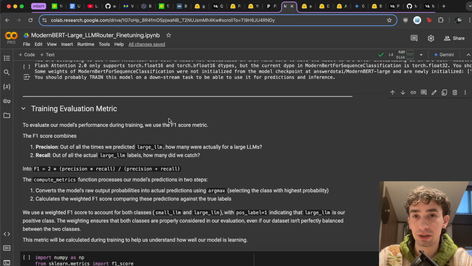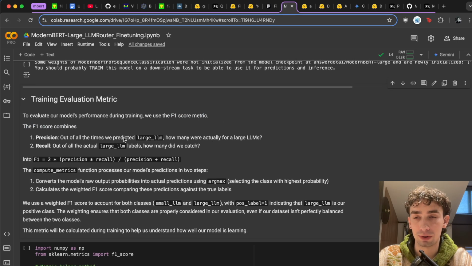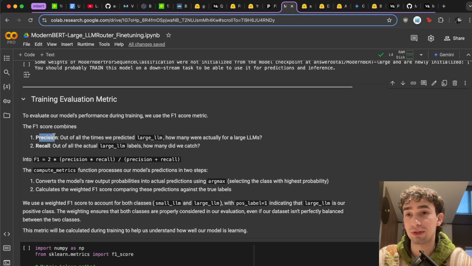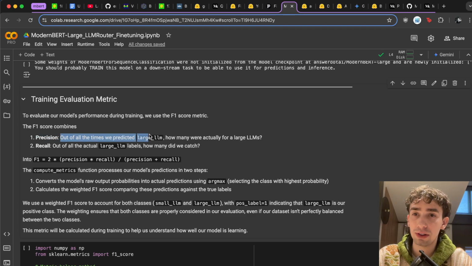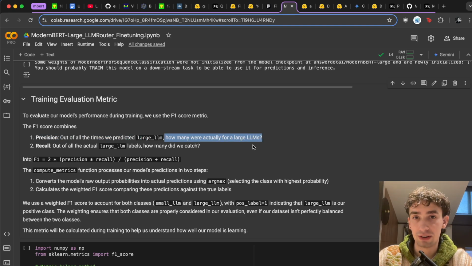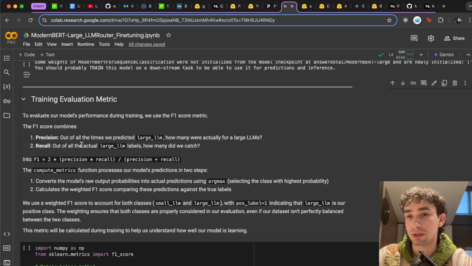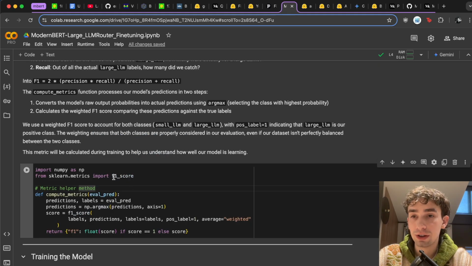And what we're going to be doing is using the F1 score. F1 score combines precision, which means that out of all the times that we actually predict large language models, how many of these were actually for large language models, as well as recall. And recall is going to be, out of all of the actual large language models in our set, how many did we catch?